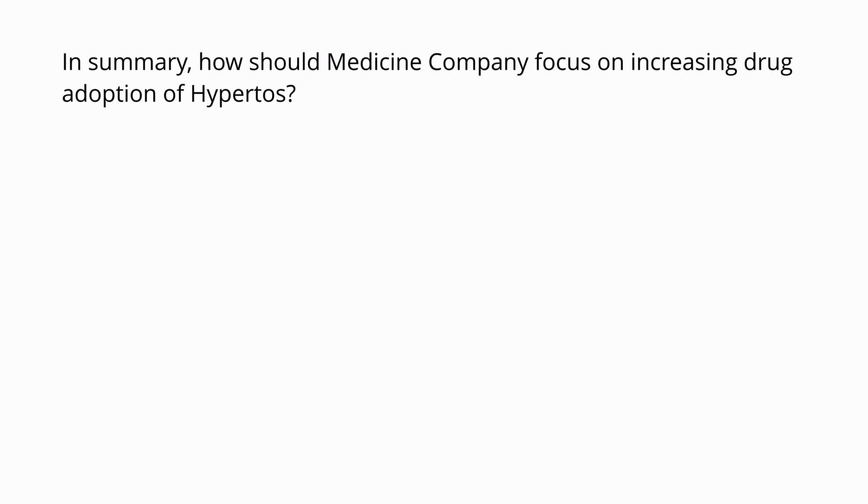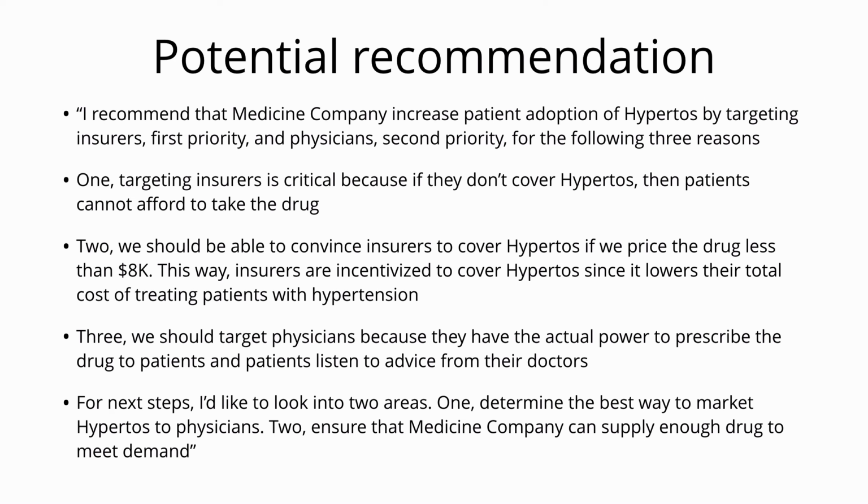In summary, how should medicine company focus on increasing drug adoption of hypertose? Pause the video now to deliver your recommendation. Here is how one potential recommendation could look like. I recommend that medicine company increase patient adoption of hypertose by targeting insurers as the first priority and physicians as a second priority for the following 3 reasons.